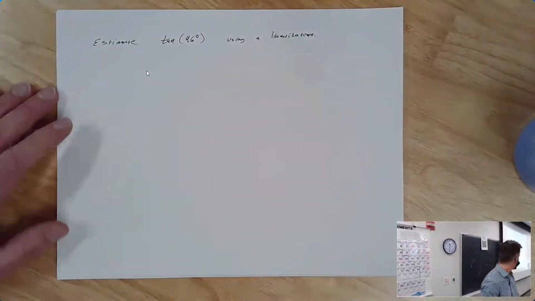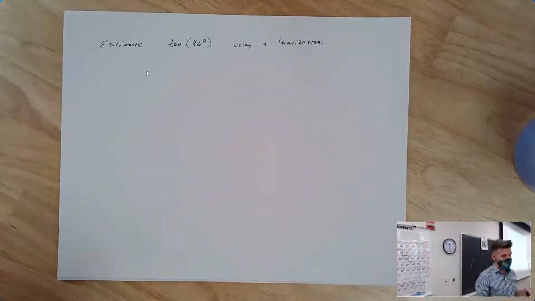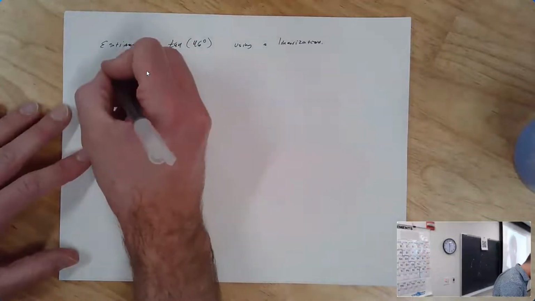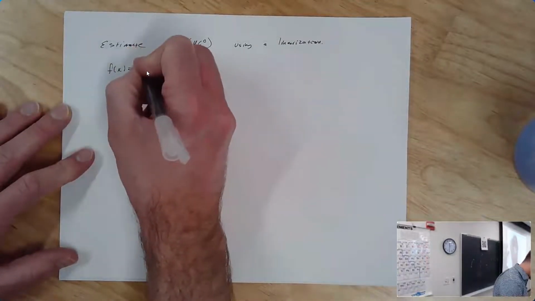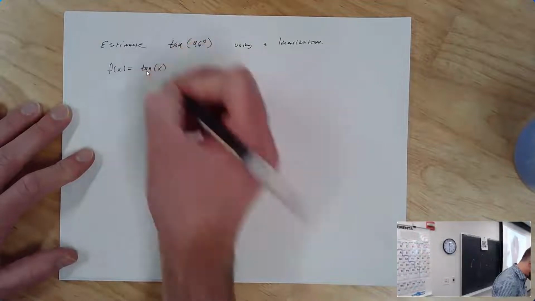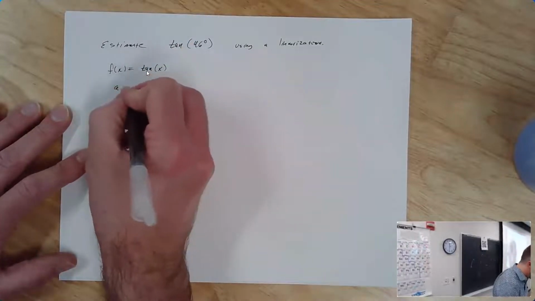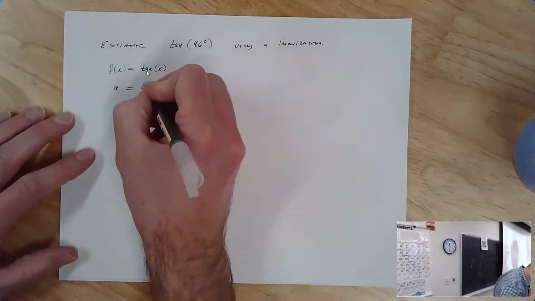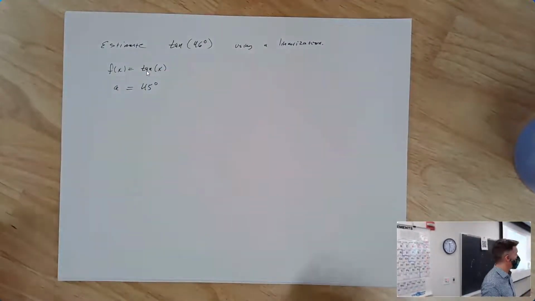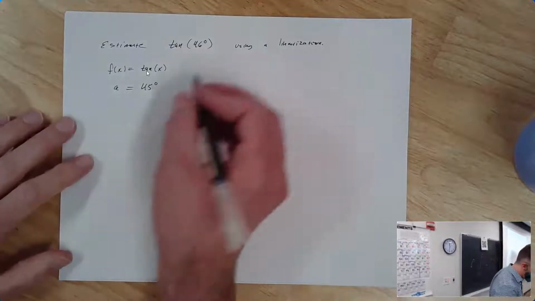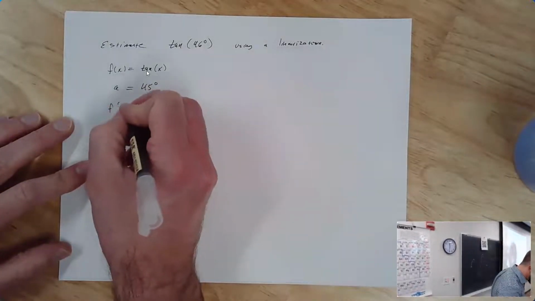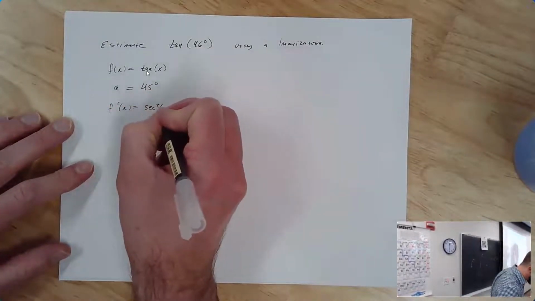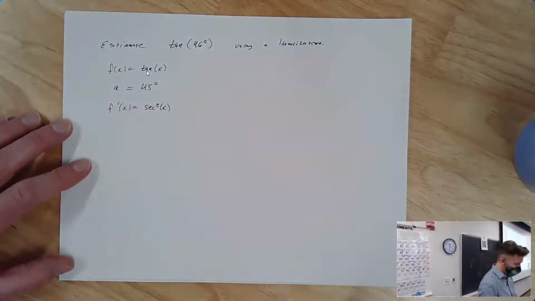All right, same process as before. We want to identify all the things. My function of x is going to be tangent of x. And for my a value, what's close to 46 degrees that's easy to take tangent of? 45. Right, exactly. Again, we're trying to make it easy to see what the angle is supposed to be. And then we also need the derivative. The derivative of tangent of x is secant squared of x. And then we're going to plug it in.